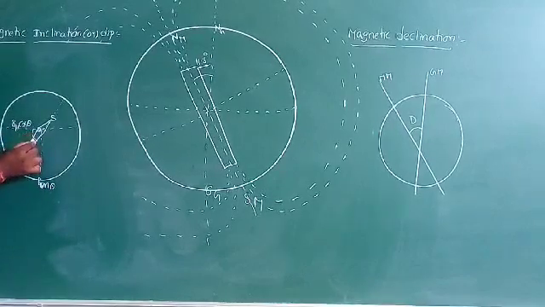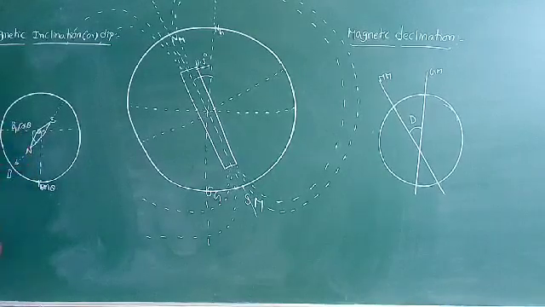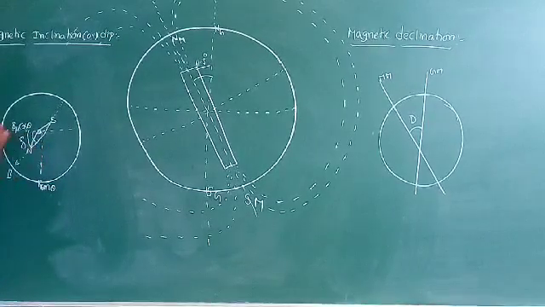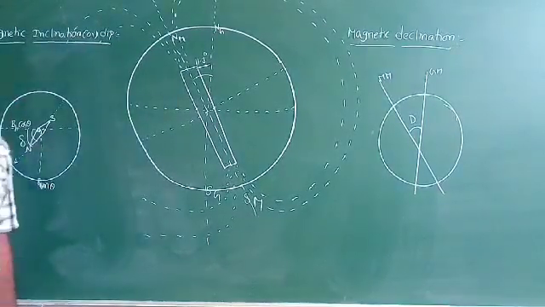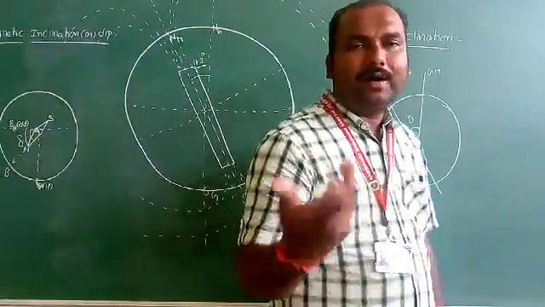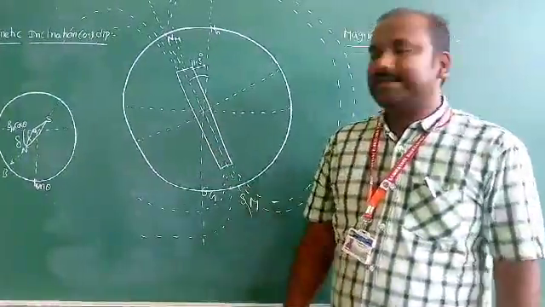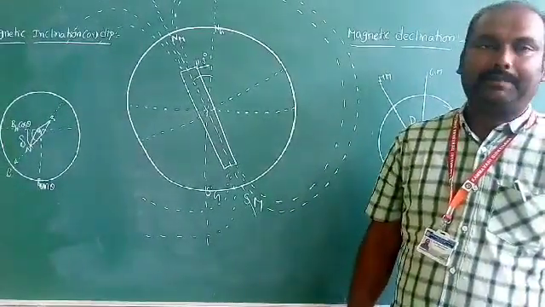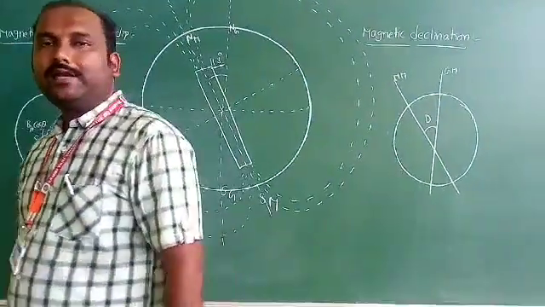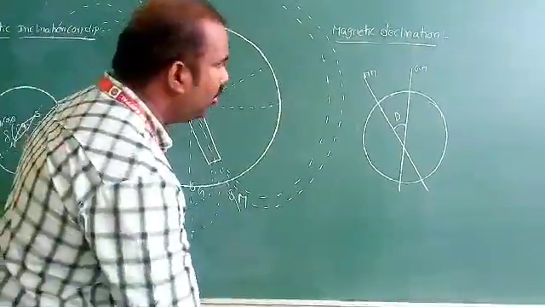The angle between the total intensity of the magnetic field and its horizontal component in the magnetic meridian, that angle we call the magnetic inclination or dip. Its value is 0 at the equator and 90 at the poles. So that value also varies from point to point.